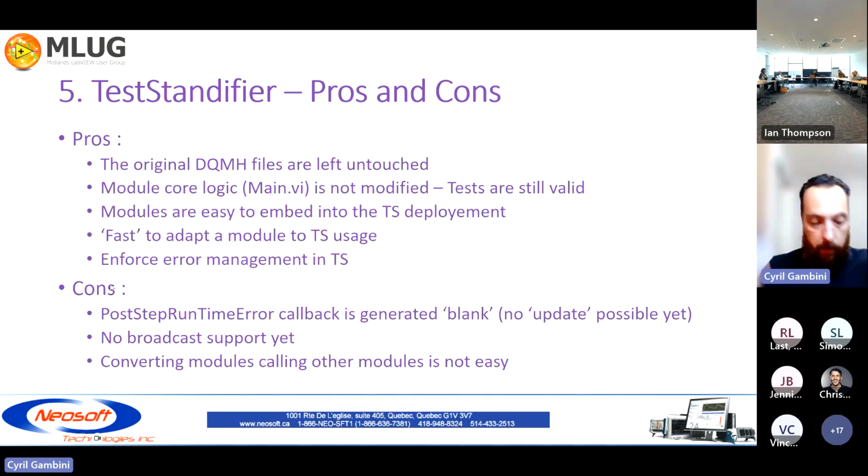Now the cons that we have, and we will try to fix in V2 if there is adoption of that tool. The post-step runtime error callback is generated blank each time, so there is no update. If you already generated a module through the TestStandifier, you will have to generate it again because you've modified your DQMH module. If you added code into that callback, you will have to save it first and copy-paste it into the newly generated system. So that's only one manual thing to do still. Maybe later we will have an update option.